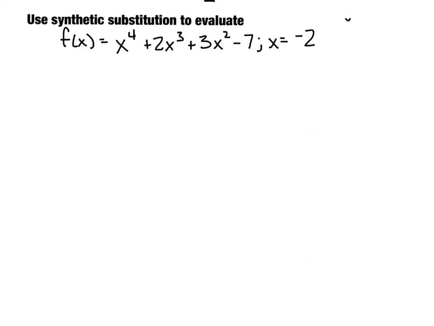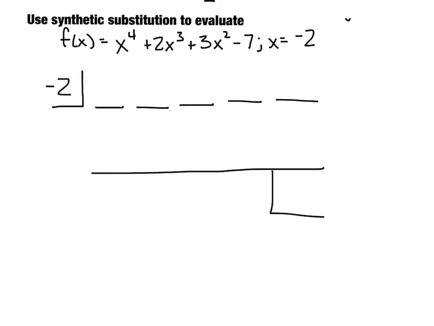Alright, let's try it one more time. f of x equals x to the fourth plus 2x cubed plus 3x squared minus 7. And the semicolon just means when x equals negative 2. Alright, so I'm going to set it up. Out here on the outside, my given x value is x equals negative 2. Now I have to decide how many spaces to write. The highest degree is 4, so I have to write 5 spaces. 4, 3, 2, 1, 0. And then my final value will be right down here.